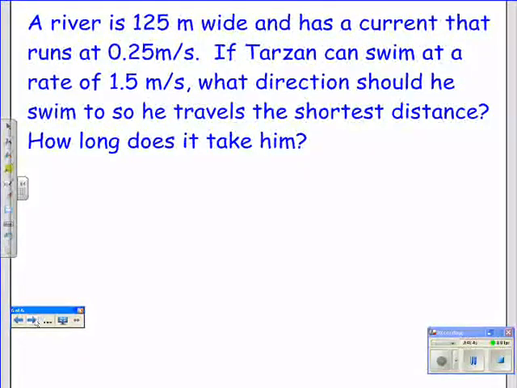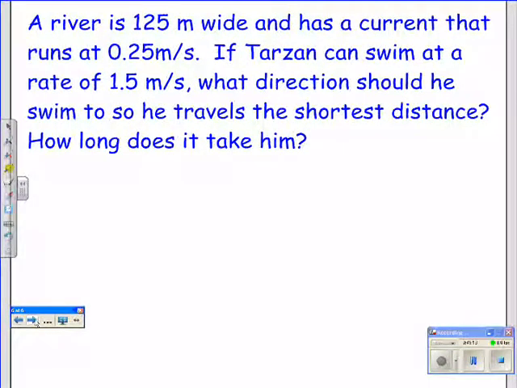Another example. Here's a river, 125 meters wide, current of 0.5 meters per second. Tarzan can swim at 1.5 meters per second. He wants to swim directly across the river. You know who Tarzan is, right? What direction does he have to swim, and how long does it take him to swim across there?